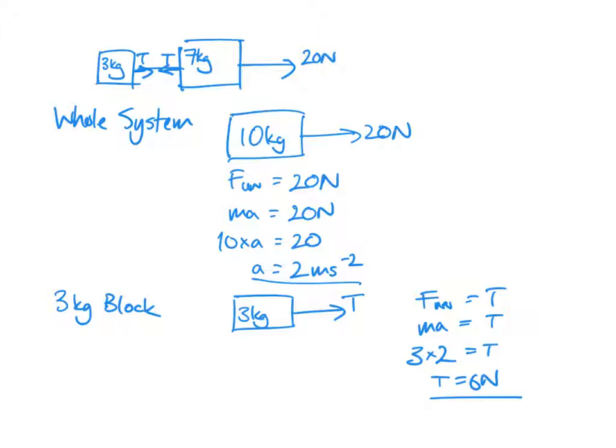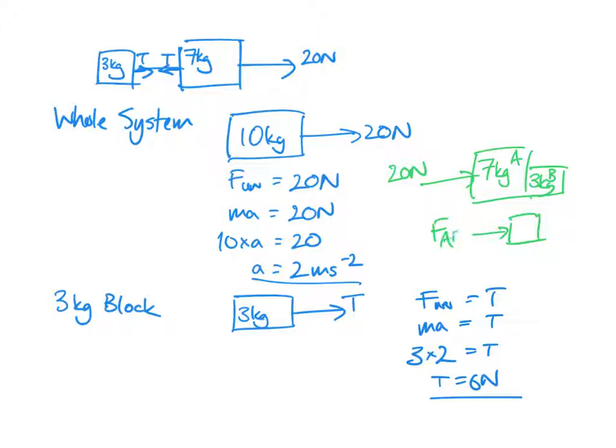The exact same logic though does apply to one object pushing another. So if I had the 7 kilogram pushing the 3 kilogram, the whole thing being pushed with 20 newtons, then I could use the exact same reasoning all the way through, deal with the whole system, get the acceleration as 2, and then when I came to dealing with the 3 kilogram on its own, what I'd have is a pair of Newton's third law forces. If I call that A and B, it's probably a bit clearer. On object B, what you've got is the force of A pushing it. So you can work out that force between the two, just in the exact same way as we worked out the tension.